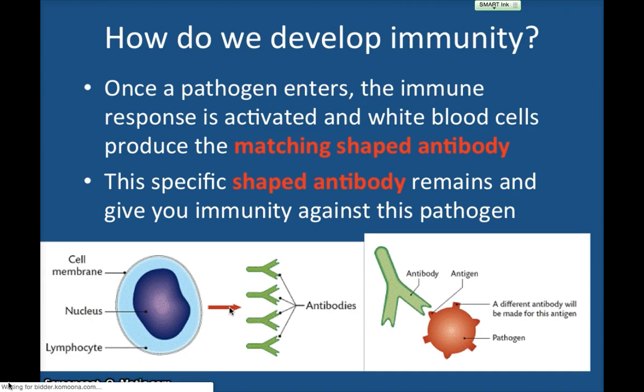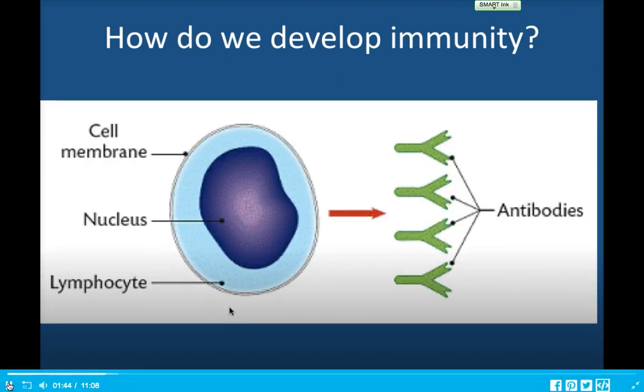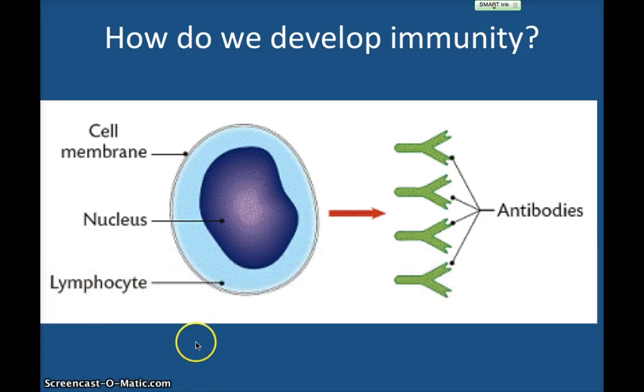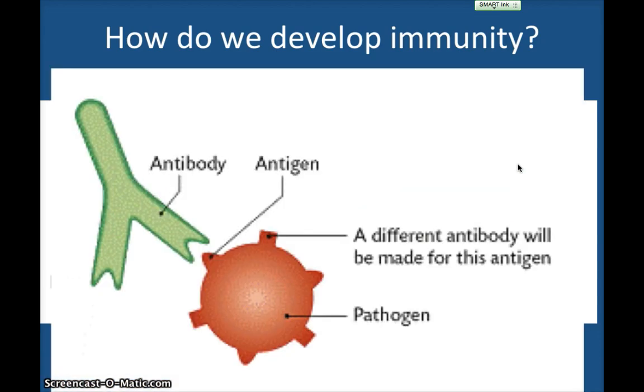So notice on the pictures, you see the cell membrane, the nucleus, there's a lymphocyte. This is a white blood cell. Okay, that's what a lymphocyte is. And it's creating antibodies. Those are these green-colored Y-shaped structures. Notice that on the end of each of them has a specific shape. In this case, it's almost like a little V. That antibody will go and actually attach itself to the antigen.